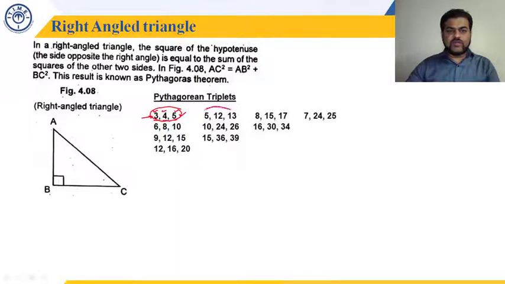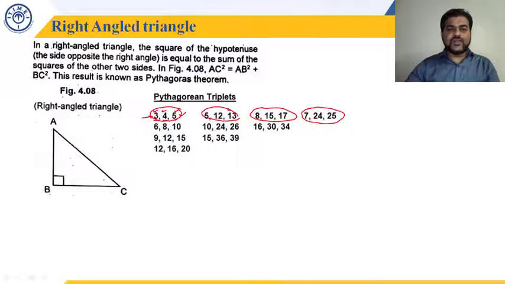Then we have another triplet 5, 12, 13. Then we have another triplet 8, 15, 17, then we have another triplet 7, 24, 25 and so on. There are so many Pythagorean triplets. We don't have to remember all of them, but if we remember the ones which are written on this slide, it will help you in solving the questions a little faster. You don't have to calculate the sides. We can remember these and we can get the sides very quickly.